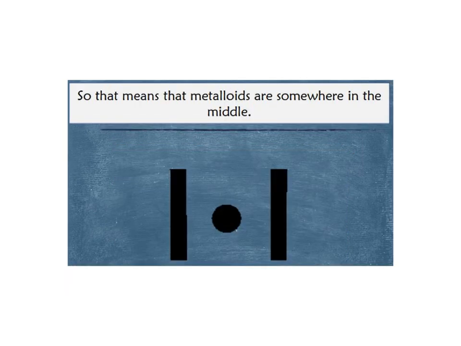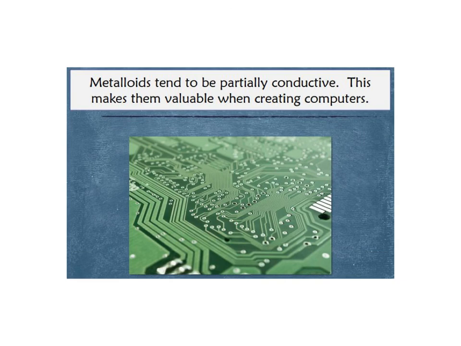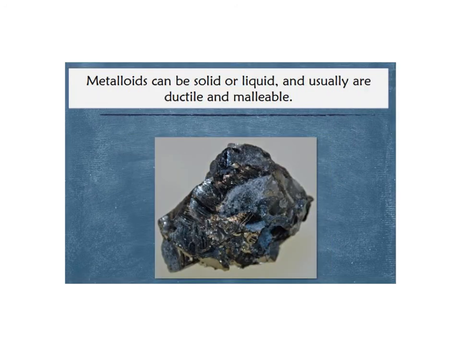So that means that metalloids are somewhere in the middle of metals and nonmetals. Metalloids tend to be partially conductive. This makes them valuable when creating computers. So basically with metalloids, we can have them react and turn as conductive as we need them to be. Metalloids can be solid or liquid and usually are ductile and malleable like metals.